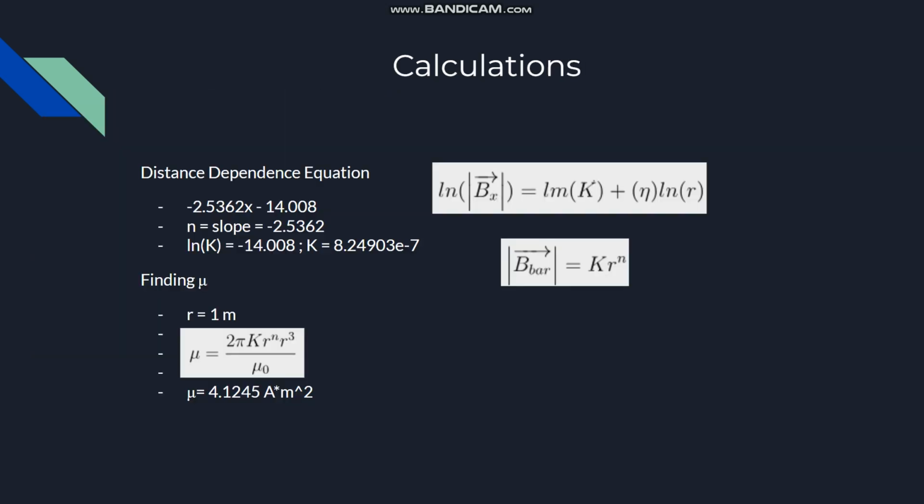So for the distance-dependent equation, we can find n because that's going to be our slope, and then we can find k because ln of k equals -14. Solve for k. Now finding mu, you just do some algebra, rearrange some equations, and put in the assumption that r equals 1. In doing that, you can find your mu to equal 4.12 amps meters squared.